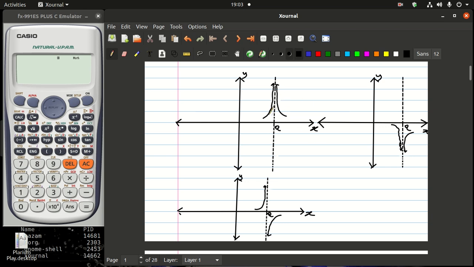For this particular case, where both this side and that side are going all the way up, we just say the limit as x approaches a of f of x is going all the way up to big positive numbers.